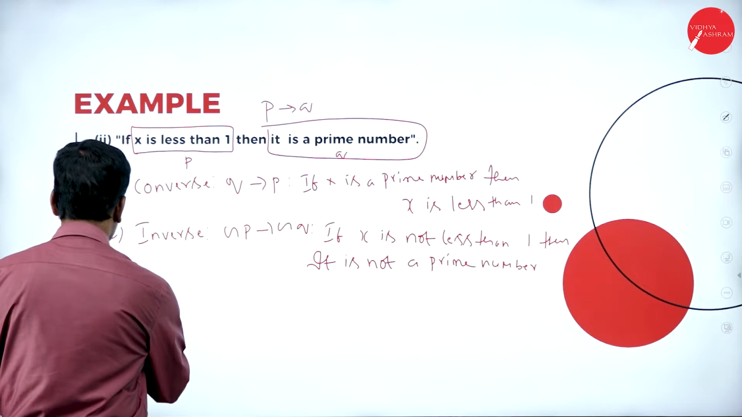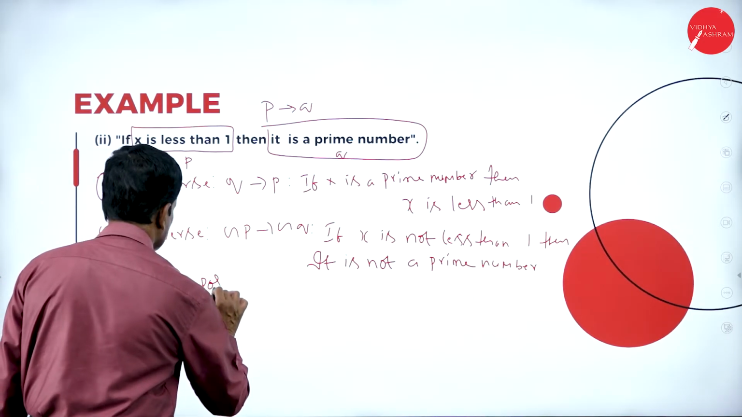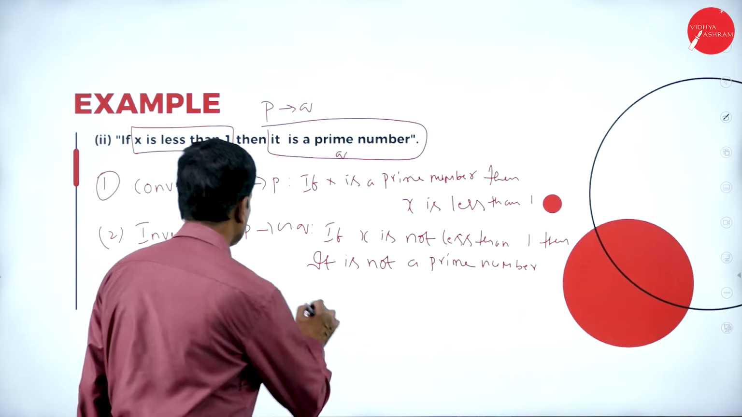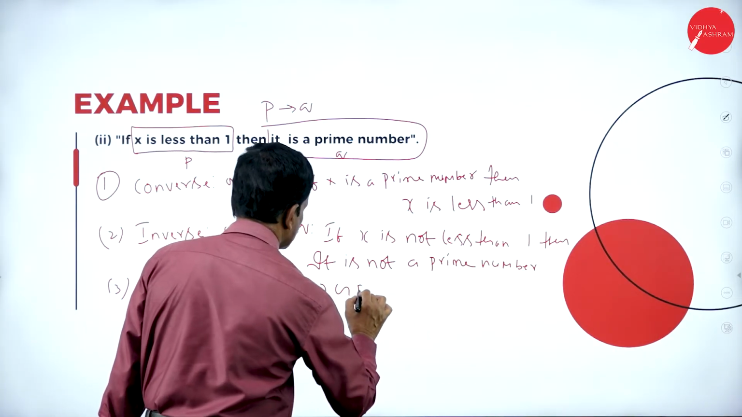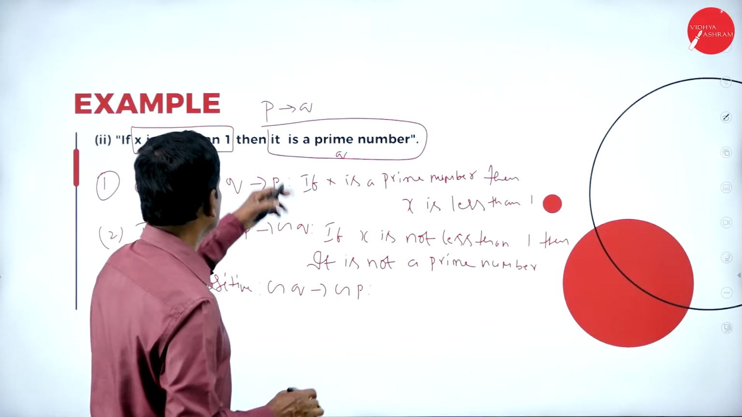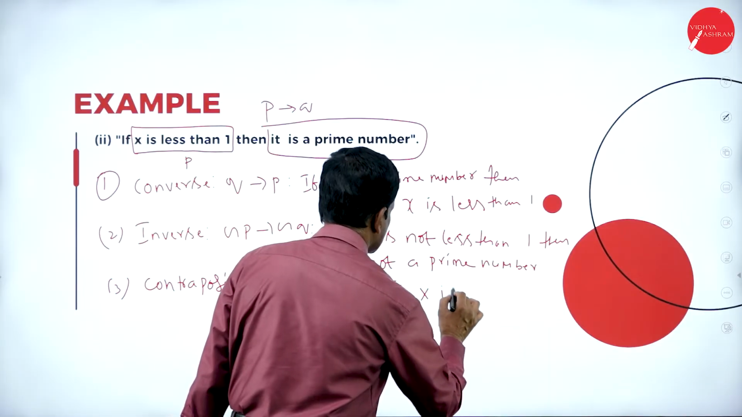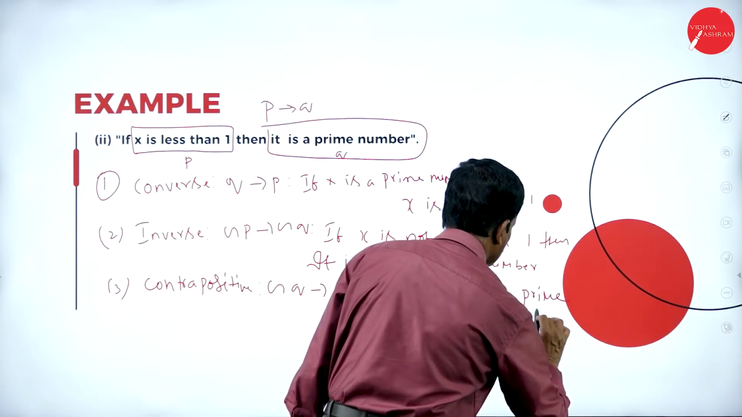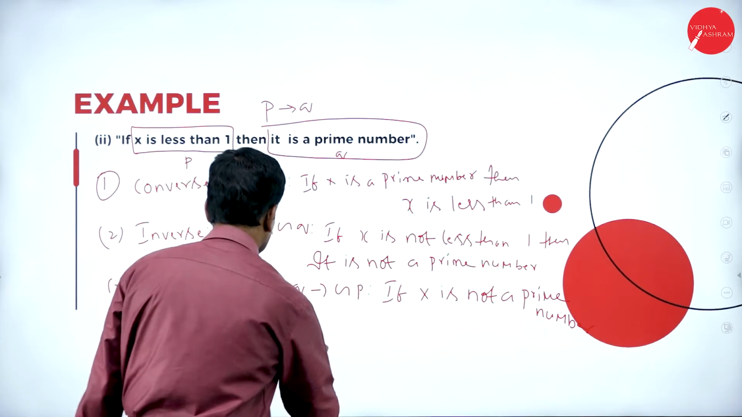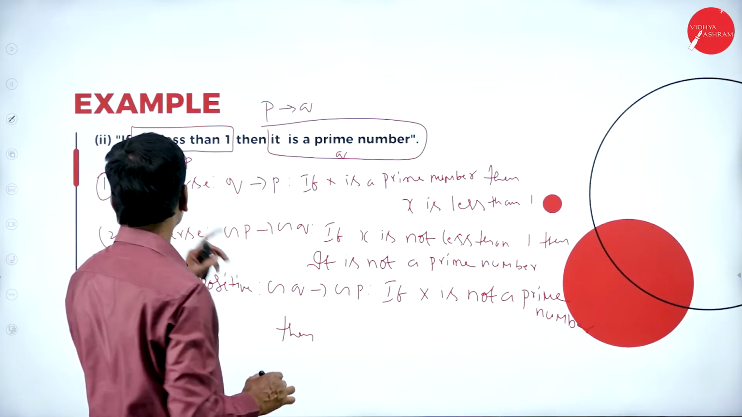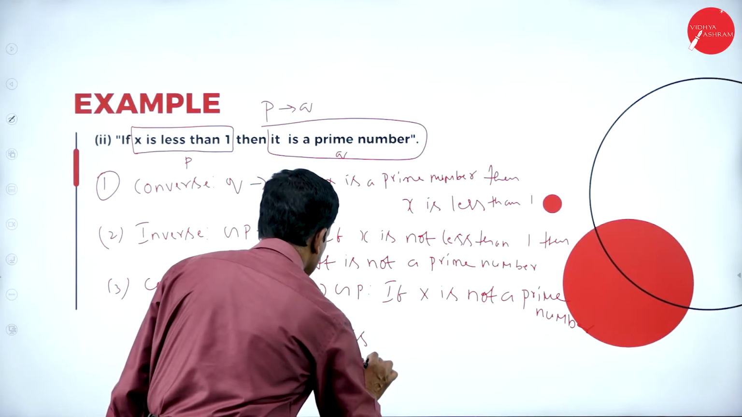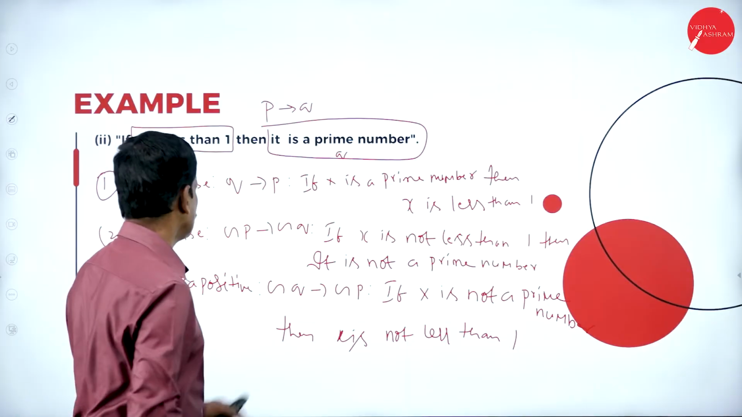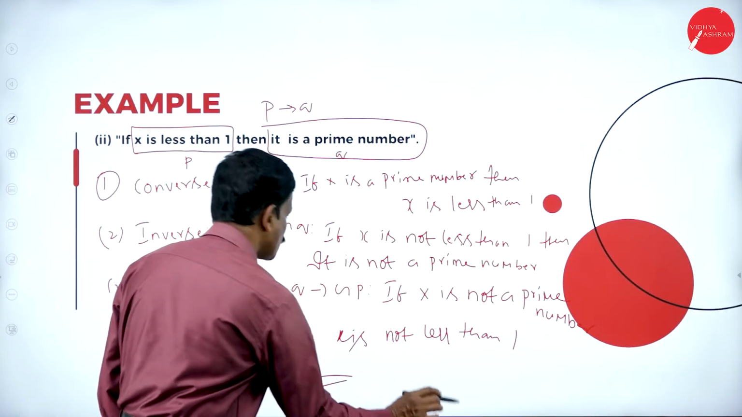And the last one is the contrapositive. What is the contrapositive? Negation of Q conditional to negation of P. So first write the negation of Q. If X is not a prime number, then X is not less than 1. This is the contrapositive. Okay.